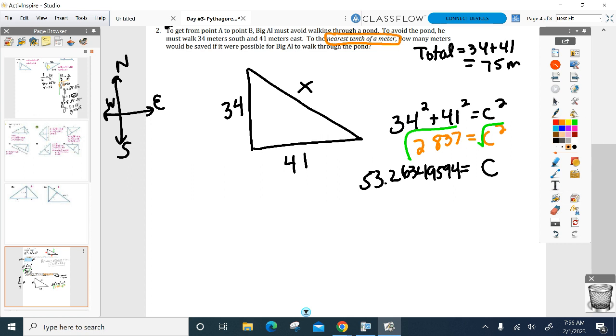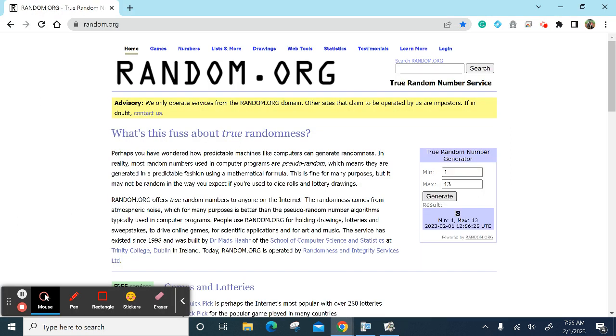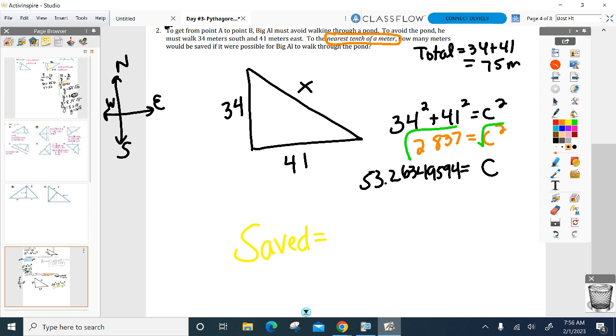Now let's answer the question. How do you find out how much he would have saved if he could walk through the pond? We know he walked 75 meters total, but walking through the pond, he could have done 53. How are you going to figure out how much he saved? You subtract 53 point whatever from 75. Yep, I like the whatever. There you go. That's how much he's going to save.